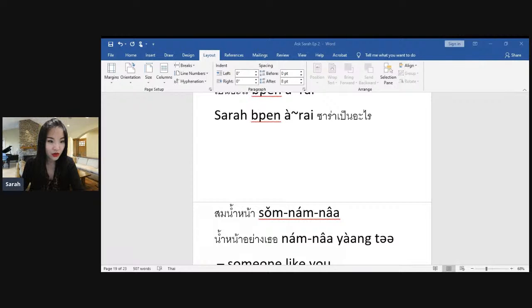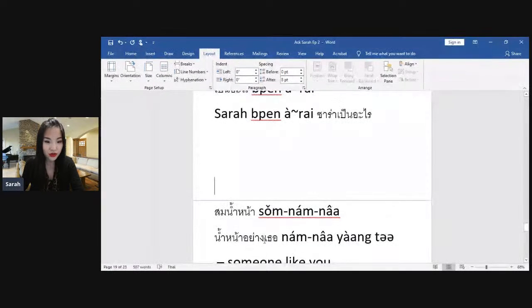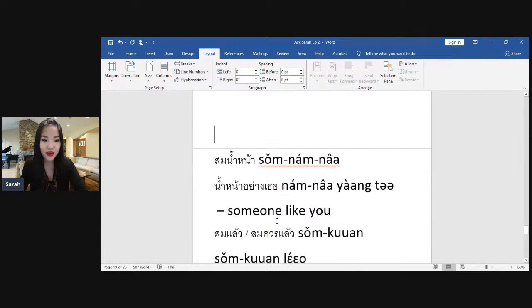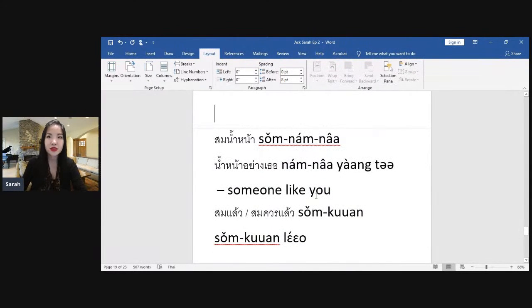Wow, okay guys, so I'm gonna move on to som nam na. This one is my friend's favorite, som nam na. My friend Shane, he loves this phrase or expression, som nam na. It means it serves you right. Okay, som nam na, you want to use it when you want to joke about it, for example.